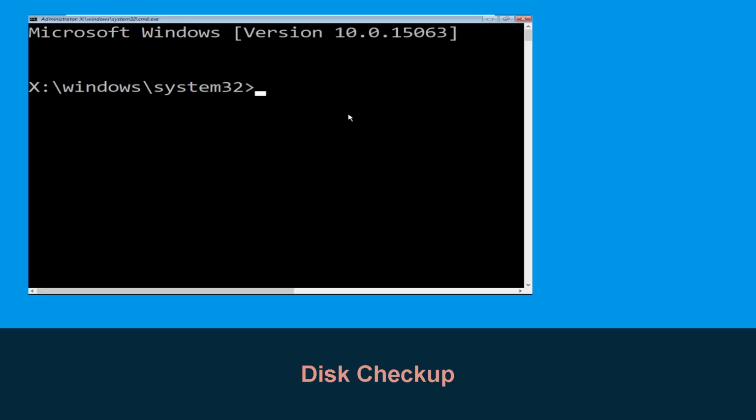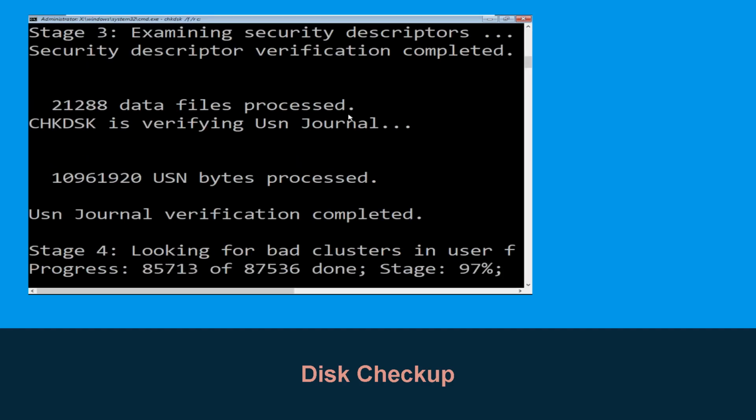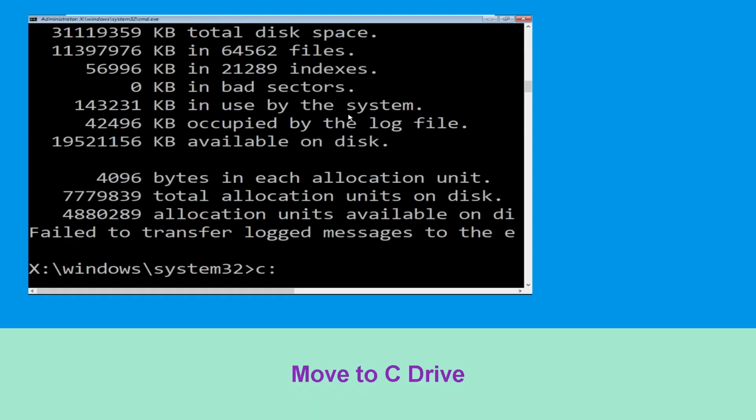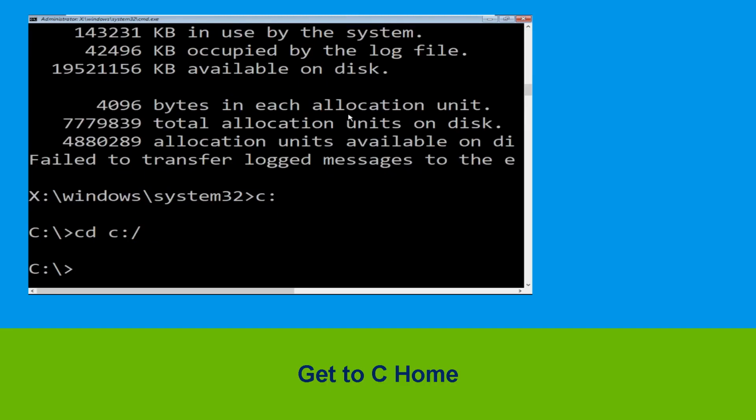Now execute this command carefully. Type chkdsk /f /r /c: and hit enter to execute this command. Type C: and hit enter to execute the command. Now we need to type cd space C:/ and hit enter to execute.